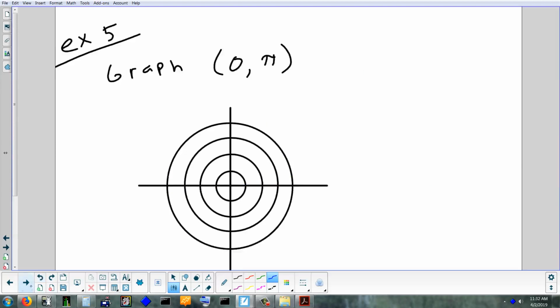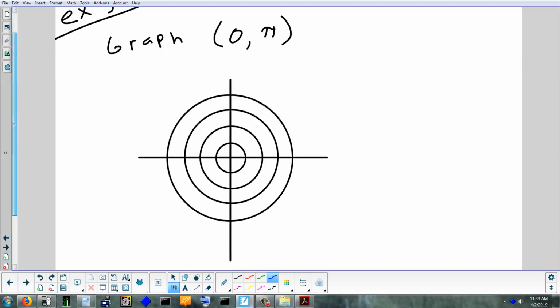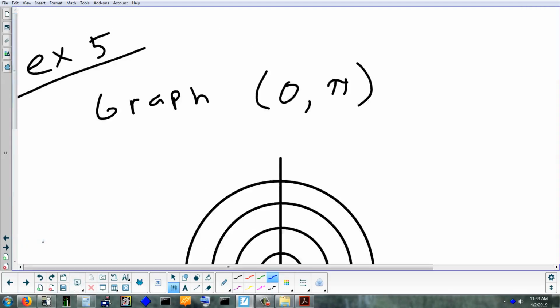All right, let's look at this one. 0, pi. What's my radius this time? 0. And what's my angle? Pi, which is the same as 180. So where did you think it would be? Would it just be at the pole, the origin? At the pole, but then you would go an angle of what? 180.